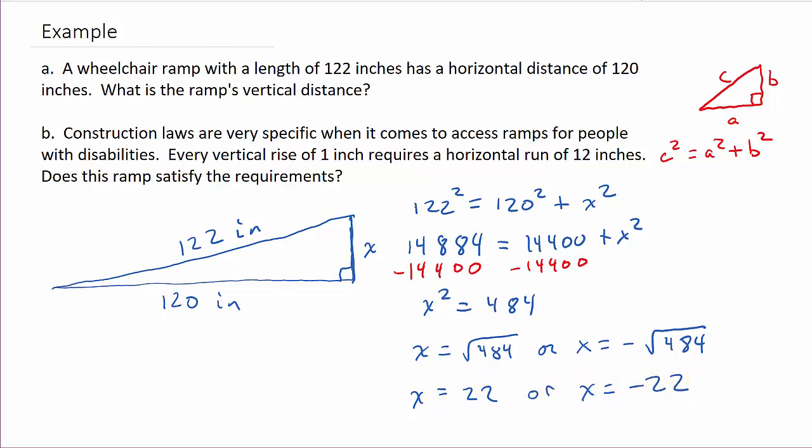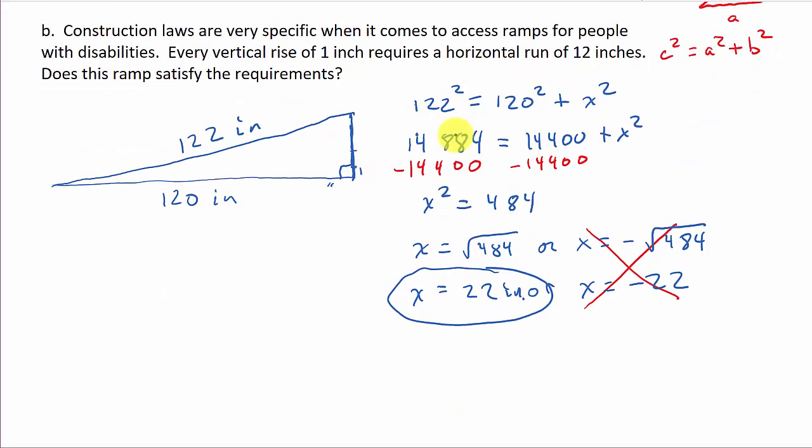Well, we know it's not going to be the negative, because the vertical height of the ramp can't be negative. It has to be positive. And so the vertical height of the ramp, that's the 22, and that is inches.